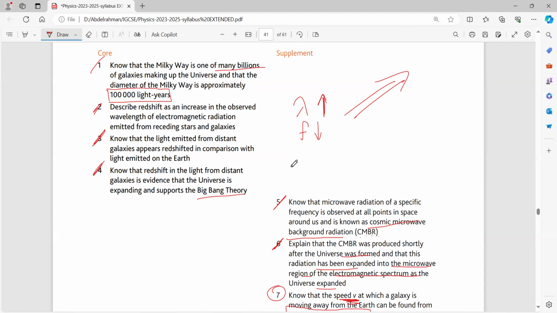For example, the closest star to us is called Proxima Centauri. I don't know how to actually say the name. Anyway, this star is 4 light years away from Earth. What do I mean when I say that? I mean that the time it takes for the light to travel from that star to Earth is 4 years.